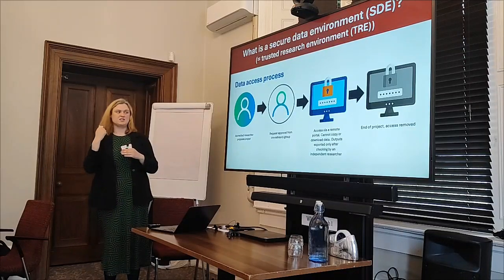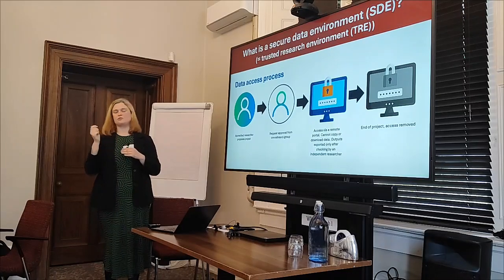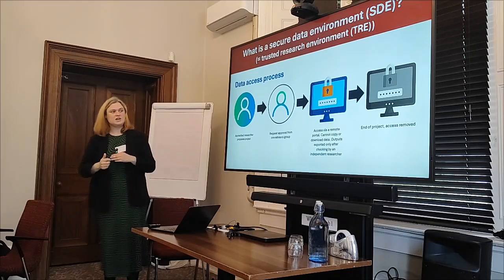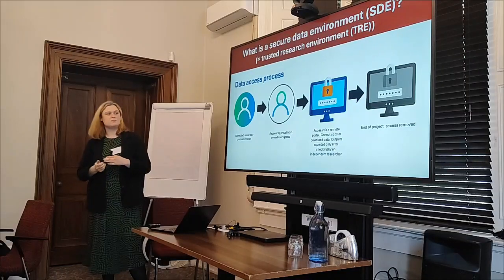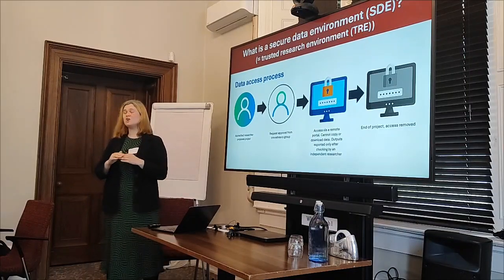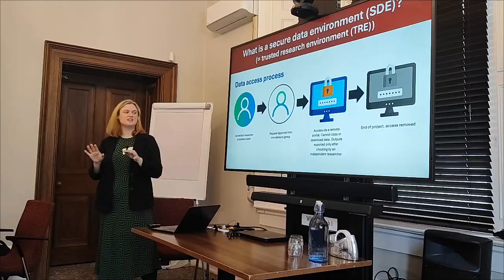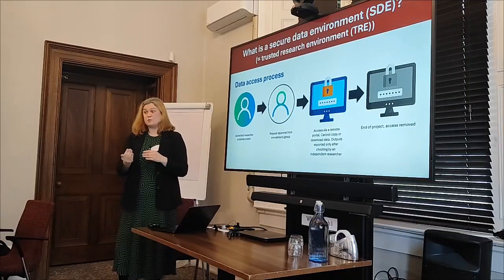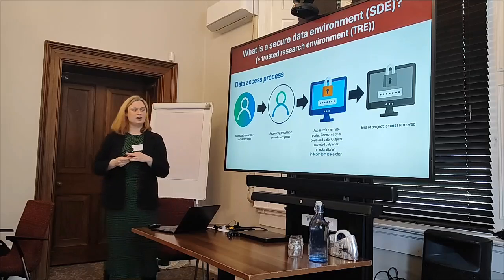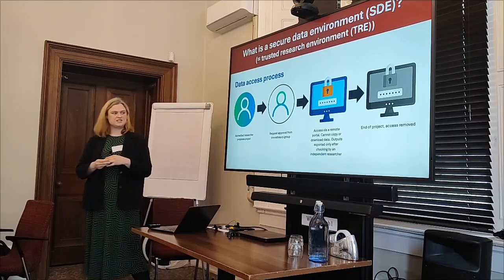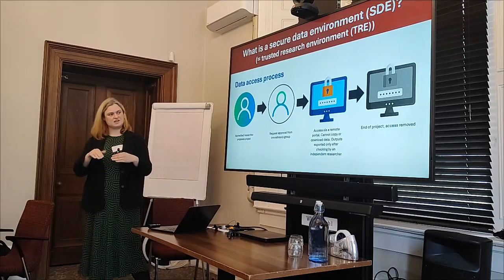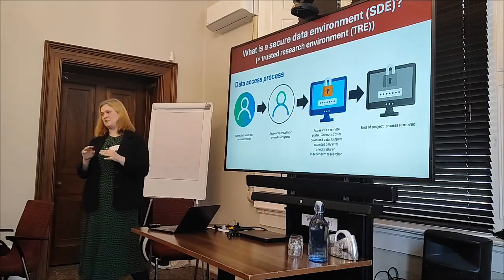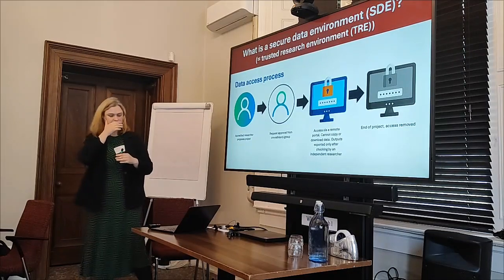So you propose a project, you request approval from one advisory group, the Data Access Committee often, and then you access the data via a remote portal. You can't copy or download the data. Outputs are exported. They're often reviewed by an individual, as well as automated processes. And then once that's done, at the end of the project, access for that specific data is closed.